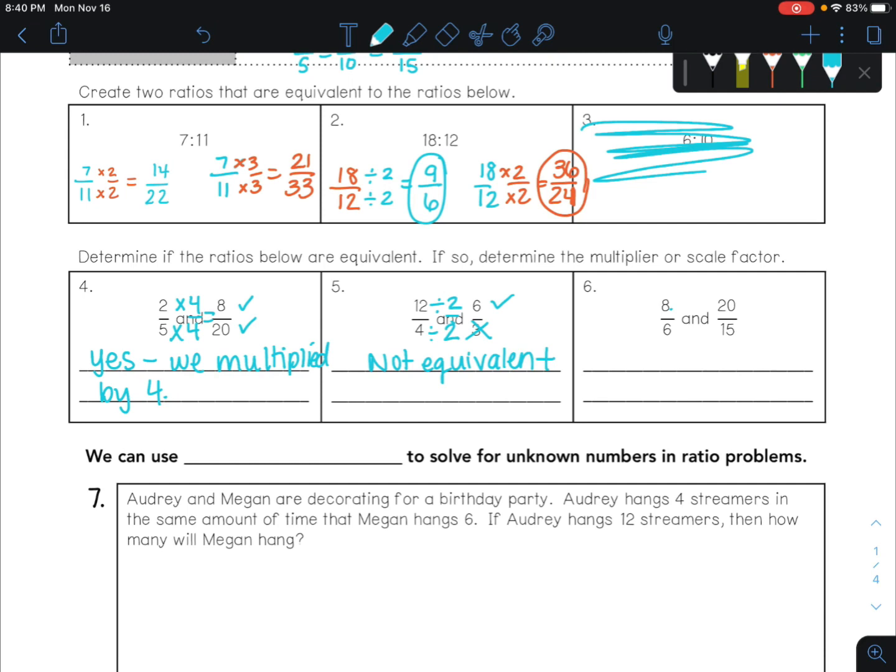So 8/6, I can divide it by 2 and 2. That's going to be 4 thirds. Okay, now if I do the same thing to the 20/15ths, let's see. Those would both be divisible by 5. 20 divided by 5 is 4. 15 divided by 5 is 3, so 4/3. When you simplify, if they come out the same, then they are equivalent ratios. And that is what happened here. So we can say, yes, they simplify to the same thing, to the same value.